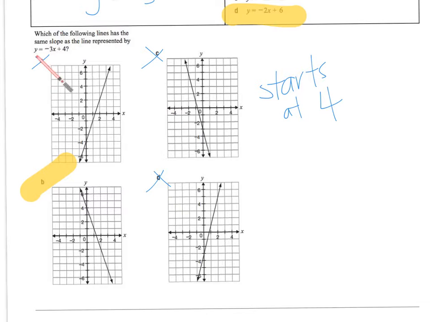This one, we have y equals negative 3x plus 4, so we know we definitely need a negative slope. So A is out, and D is out because we need a negative slope. And then we're going to look at the 4. So we need to start at 4 on the y-axis. This one starts at negative 3, so no good. This one starts at 4.